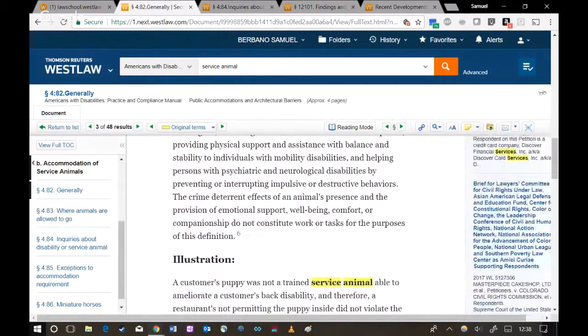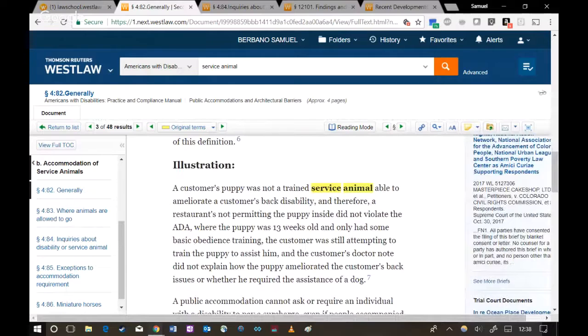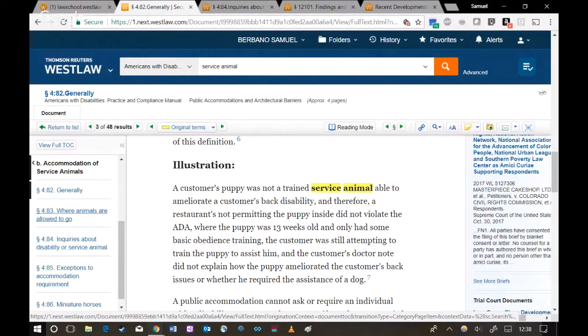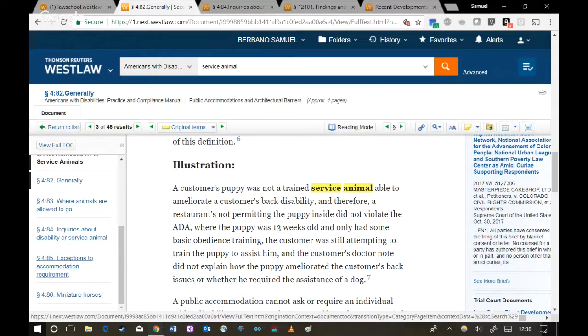Very interesting. And you can see here some of these illustrations that can help you get an understanding of what is discussed in this source. Sources that would normally take us a lot of extra searching and looking around to try and find. Notice as well, where animals are allowed to go might be something else that would be part of the problem that we were working on. Maybe inquiries about disability or service animal, because maybe what types of disabilities are covered, what types of animals are a service animal, what sort of exceptions are there, and then apparently, again, something about miniature horses, because that's always very interesting.